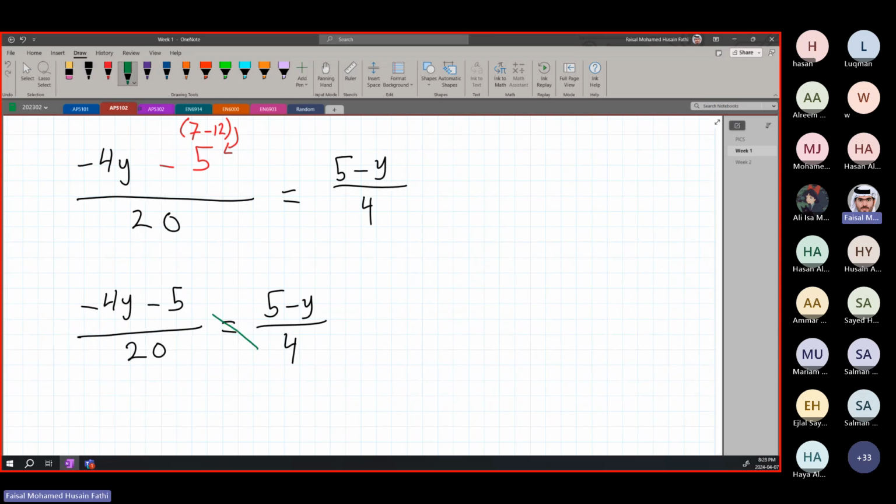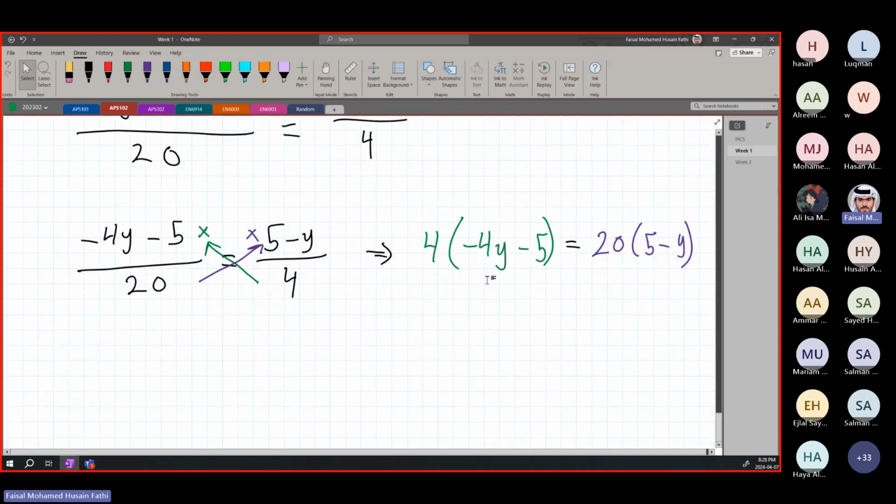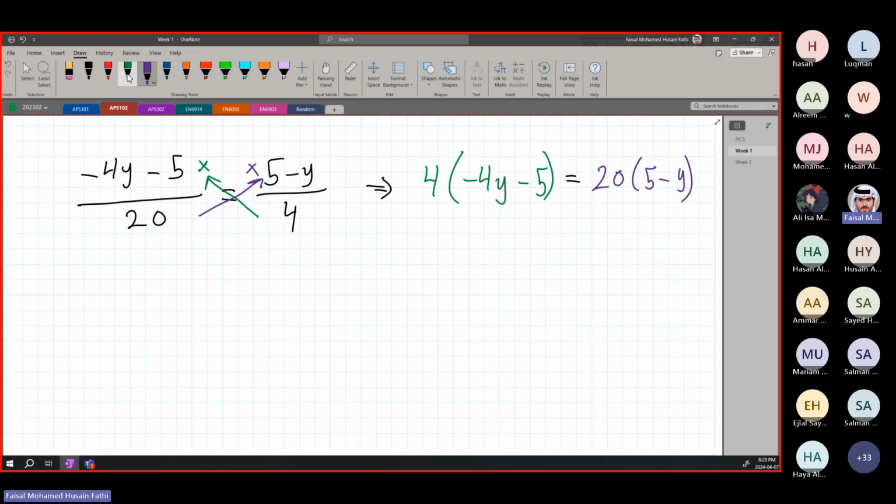We can multiply this over here and we can multiply this over here. All right. So this will become 4. And then this is going to be 4 times minus 4y minus 5 is equal to 20 times 5 minus y. All right, very straightforward. Now you could just distribute and start solving. So the answer comes out as plus 4 times minus 4. Now we distribute for both.